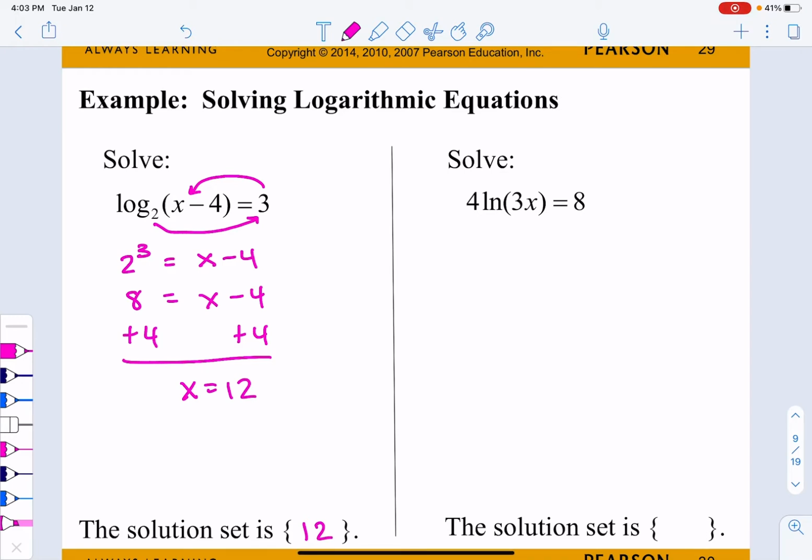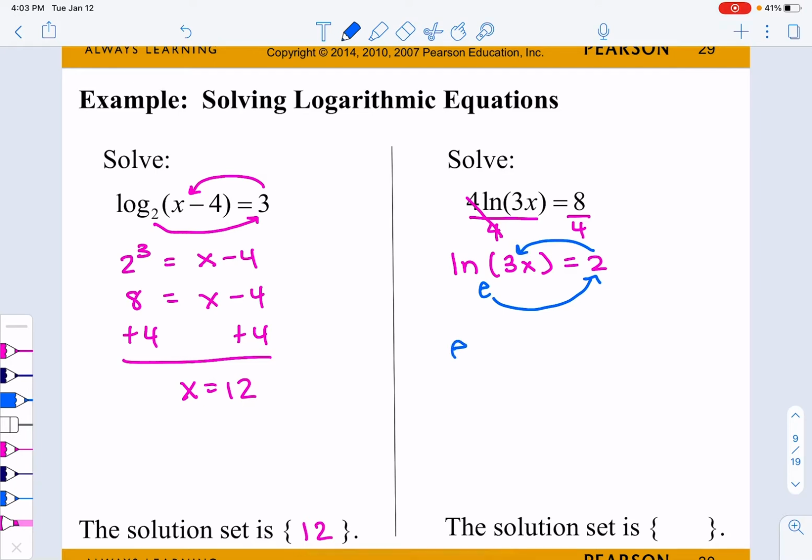If we were to solve 4 ln of 3x is equal to 8, our goal is to get x all by itself, which means we need to get rid of that 4 first. We get rid of that 4 by dividing by 4. So ln of 3x is going to equal 2. Well, ln has that base of e, which means e to the second power is going to equal 3x. And then I want to solve to get x all by itself. I'm going to divide by 3, divide by 3. So x is equal to e squared divided by 3.